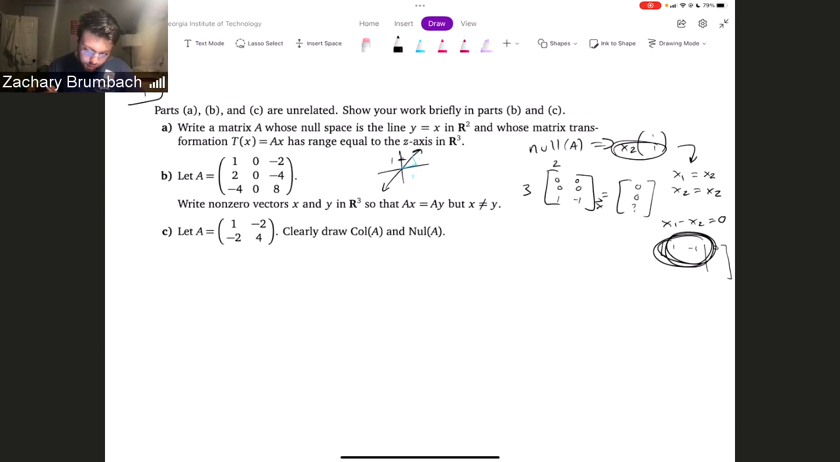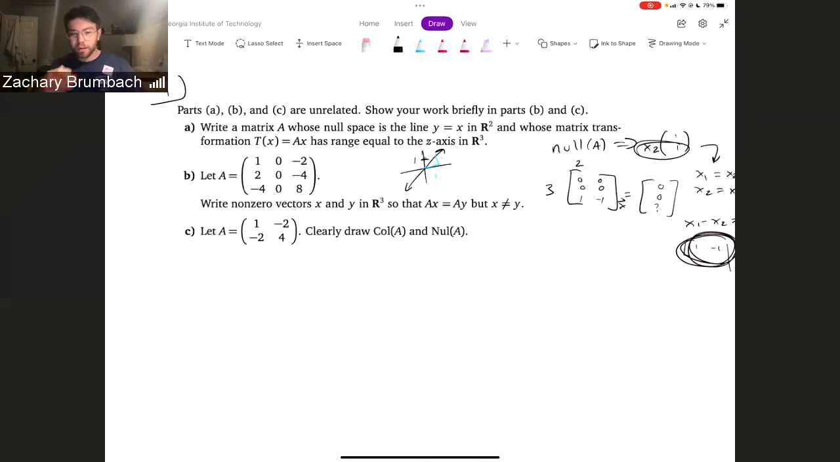For B, write two non-zero vectors x and y in R3 such that Ax equals Ay, but x does not equal y. This way you can think of it a little bit more intuitively, but I'll also talk about how to do it the long way. So one way to do it, I would say x equals 1, 0, 0, right? And that gives 1, 2, negative 4.